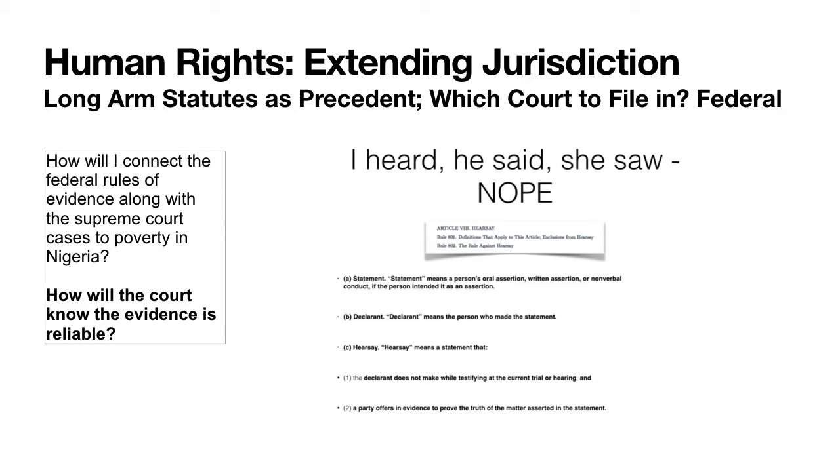So let's start with some of the questions. How will I connect the federal rules of evidence along with the Supreme Court cases to poverty in Nigeria? Well, this is interesting, right? Because the question is just back to you: you have to be able to convince the court. How do you know the evidence is reliable?